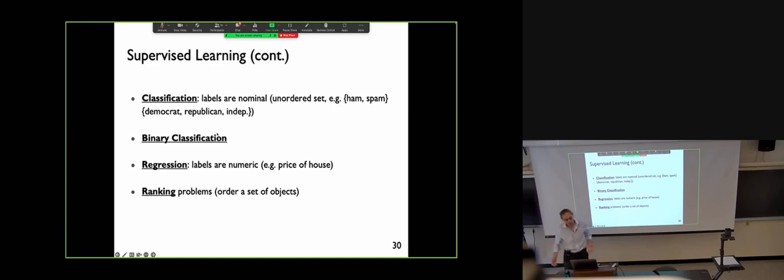We can also have ranking problems, where we order items. Ranking problems are very common. For example, in your social media feed, it decides what the first feed item is that I'm going to show my user, what the second one is, what the third one is. That's a ranking problem that we can do with supervised learning.